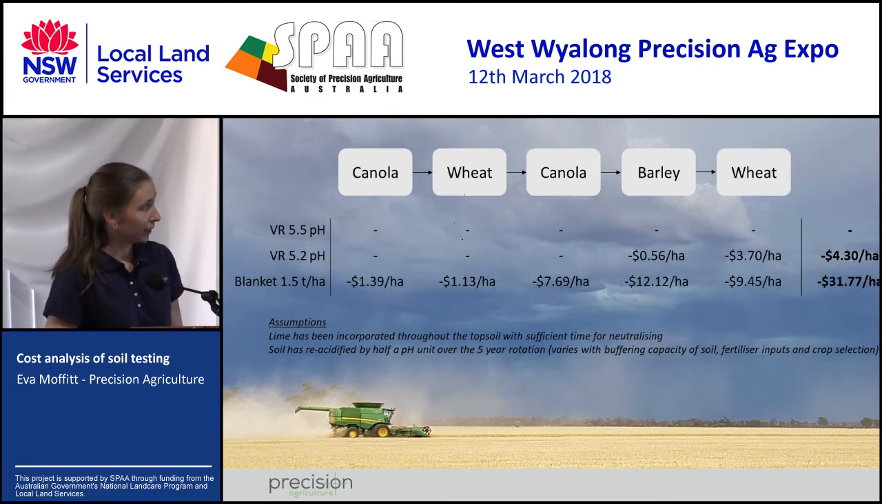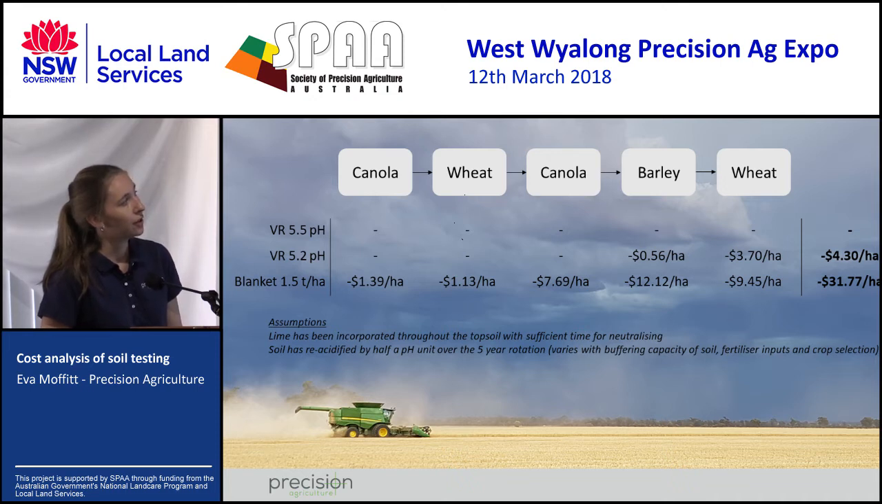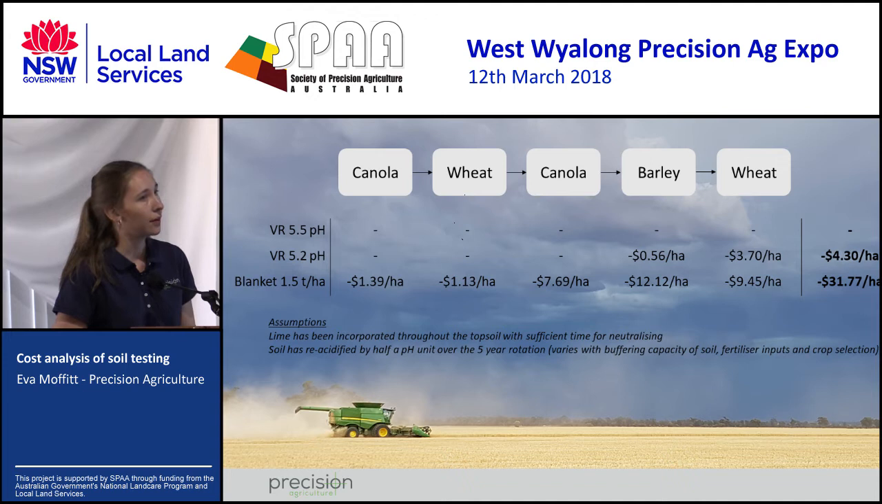And then our blanket 1.5 tonnes per hectare, we're seeing not too bad in the first couple of years, but then with reacidification we're seeing a yield penalty in the canola and the barley, and then toward the end the wheat as well, of nearly $32 a hectare just due to the acid areas in that paddock.